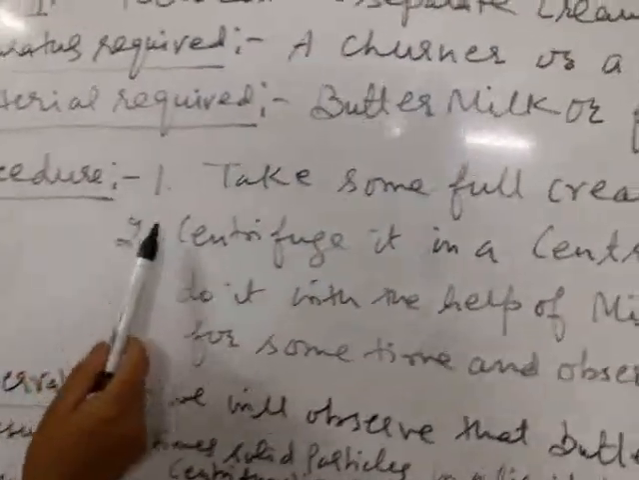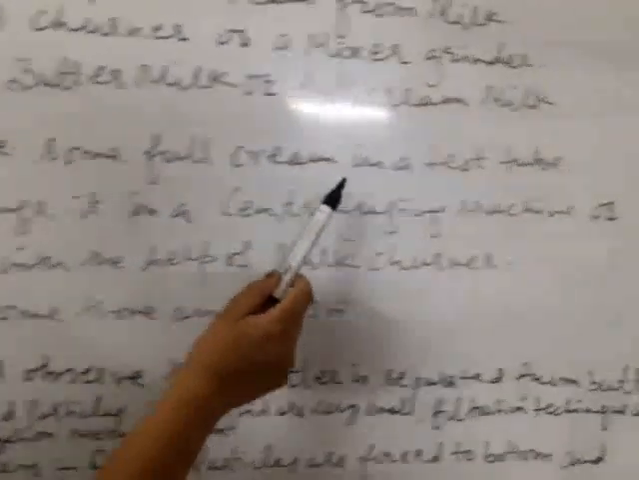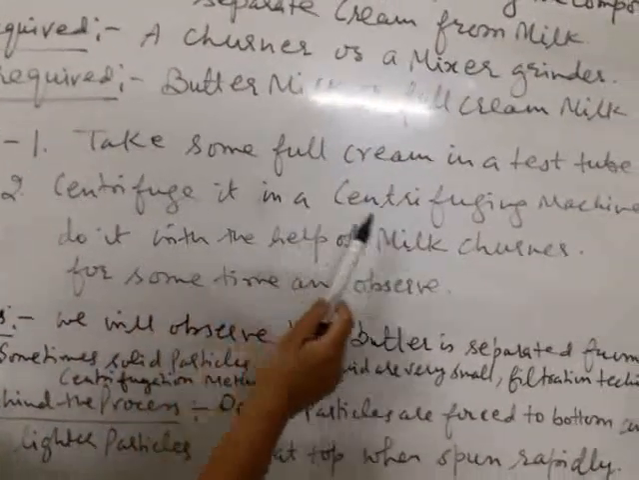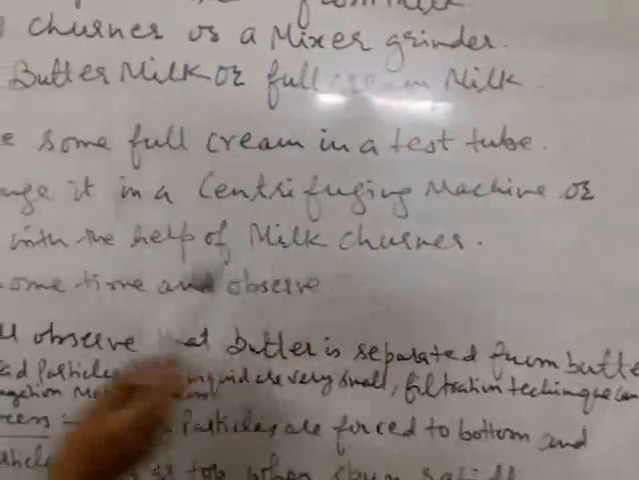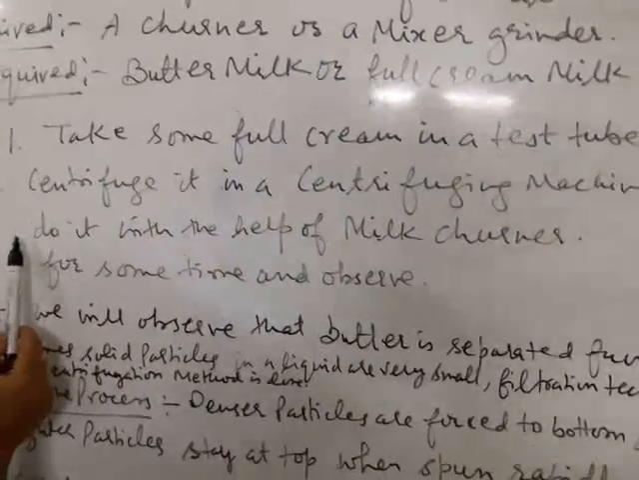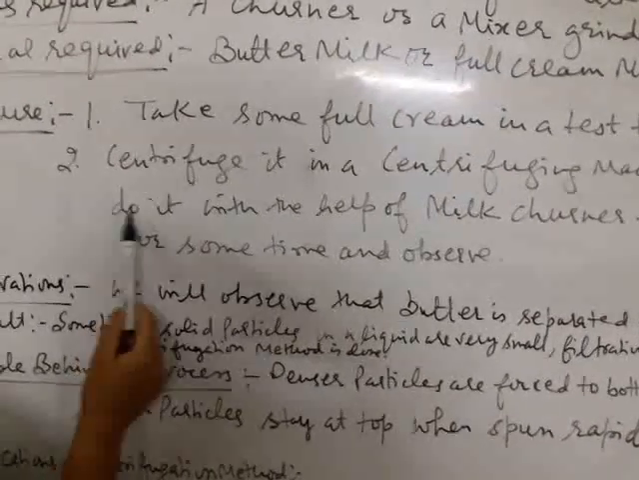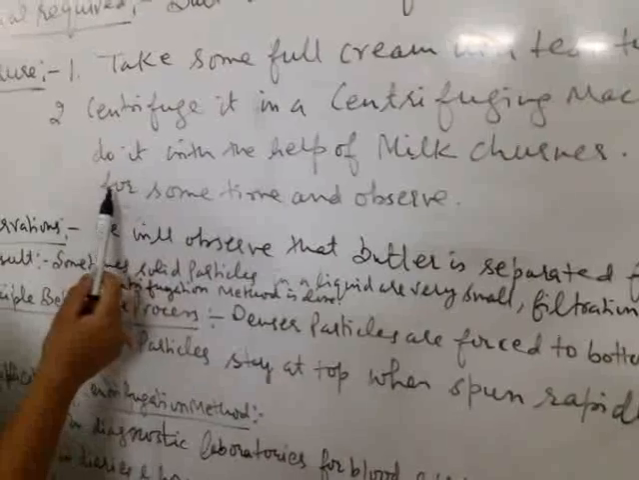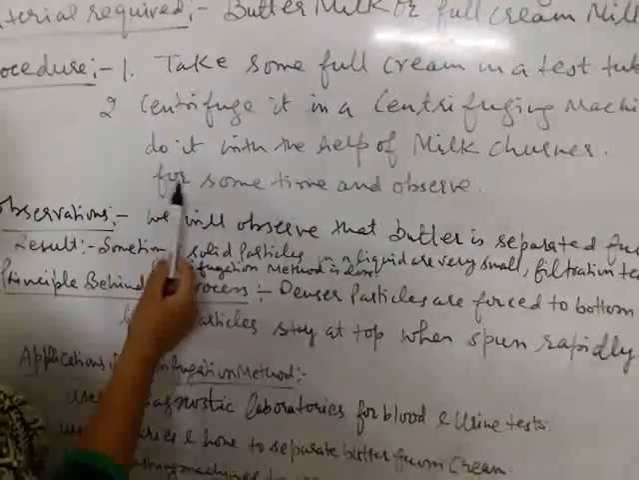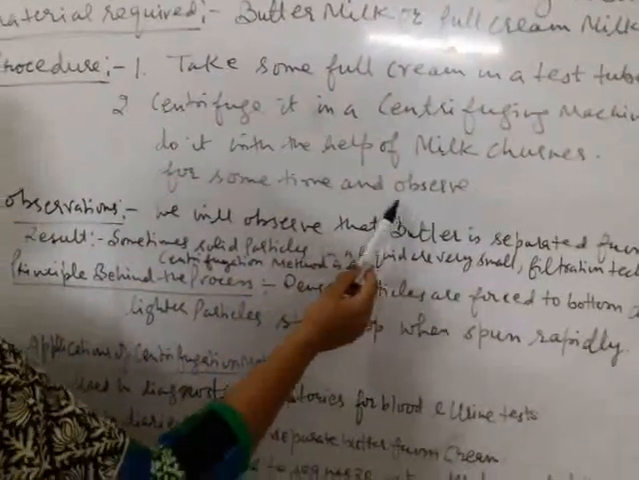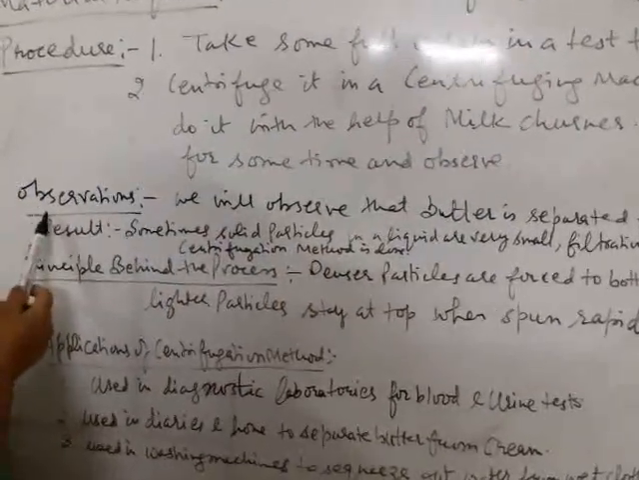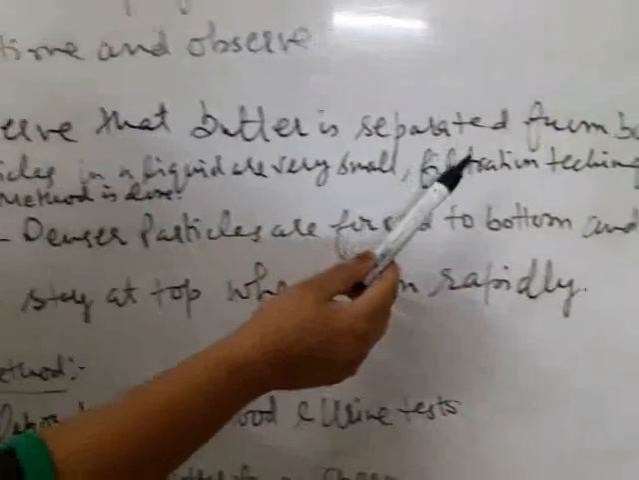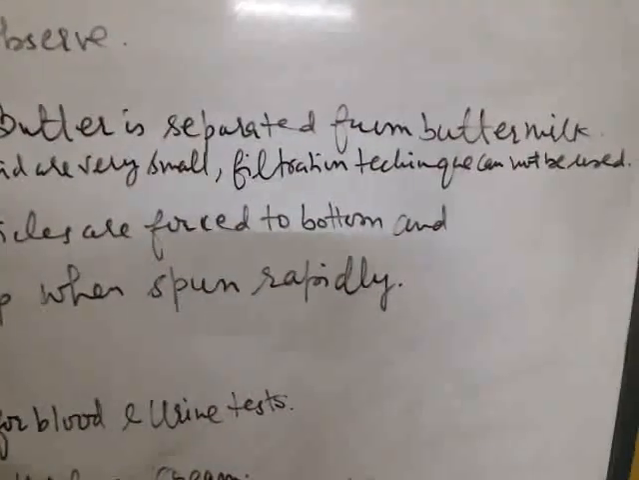The procedure is: take some full cream in a test tube, centrifuge it in a centrifuging machine, or if a machine is not available, we can do it with the help of a milk churner, and churn it for some time and observe. What are the observations? We will observe that butter is separated from buttermilk.